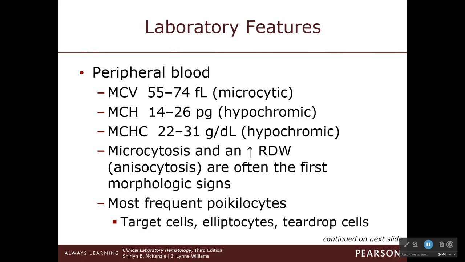And then the most frequent poikilocytoses that are associated with anemias are target cells, erythrocytes, and keratocytes, which are teardrop cells. Okay? So those are what you're going to see pretty routinely in iron deficiency anemia. All right, questions about that, guys?